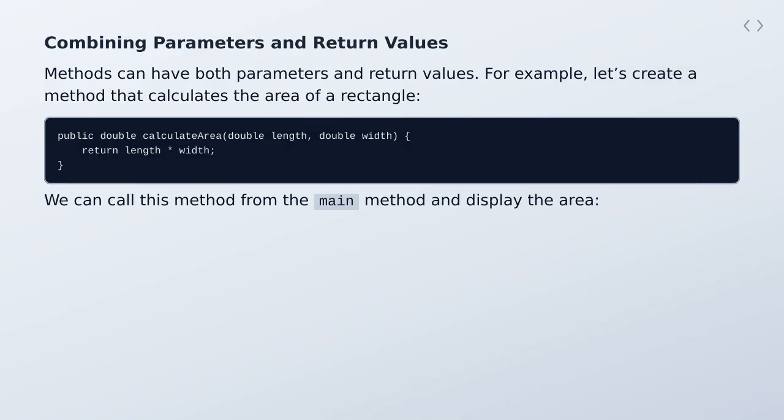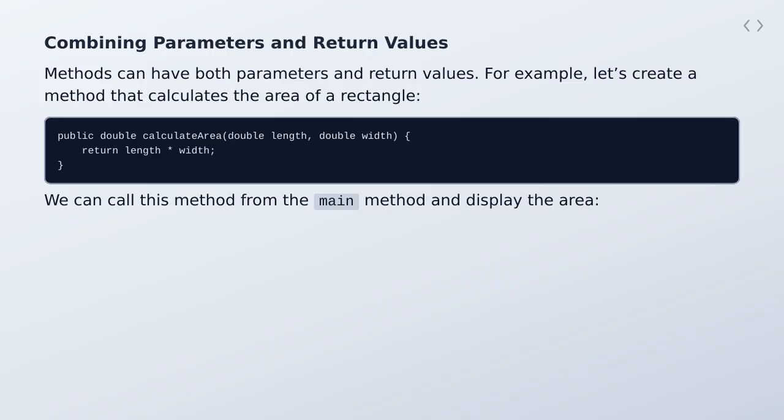Let's move on to combining parameters and return values. Methods can have both parameters and return values. For example, let's create a method that calculates the area of a rectangle. See the example on this slide. Pause if you want to study the details.